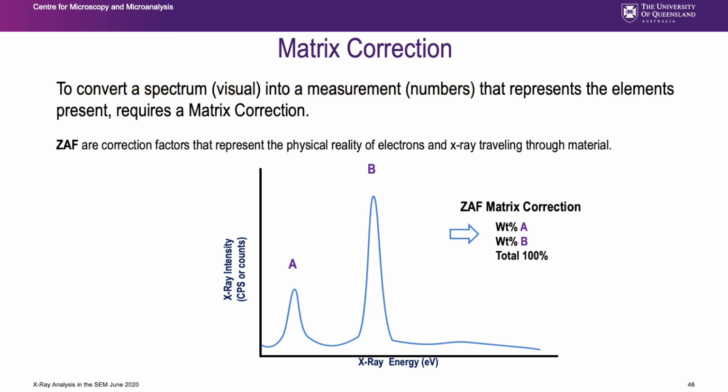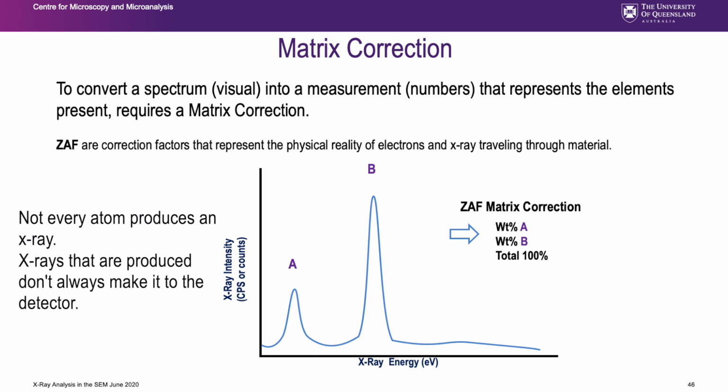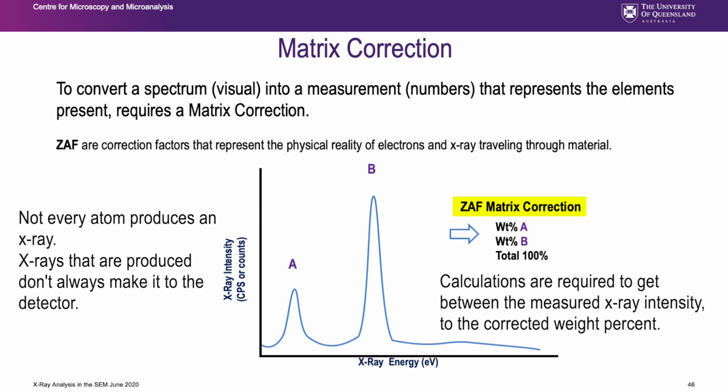The problem is, not every atom produces an X-ray. Not every X-ray that is produced makes it to our detector. So we need to do a lot of calculations to get between the measured X-ray intensity to the corrected weight percent. That correction is what the matrix correction does. It's also traditionally called the ZAF correction.